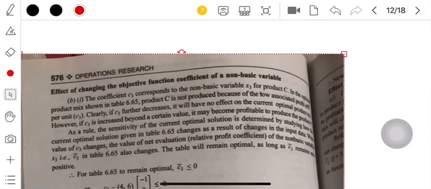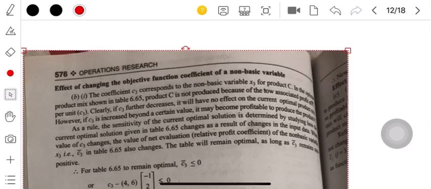The coefficient C3 corresponds to the non-basic variable x3 for product C in the optimum product mix, right? Product C is not produced because of the low associated profit. We know only x1 and x2 are produced. Clearly if C3 decreases further, it will have no effect on the current optimal solution. However, if C3 is increased beyond a certain point, it may become profitable to produce product C. As a rule, the sensitivity of the current optimal solution is determined by studying how the current optimal solution changes as a result of change in the input data. So how to do it?